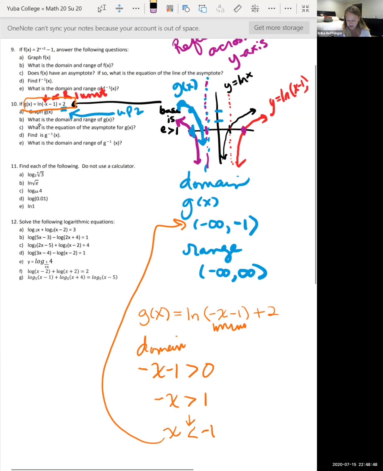Okay, so what is the equation of the asymptotes of g of x? Well, it's a vertical line. We stated that it was a vertical line here. And it was at x equals negative 1.